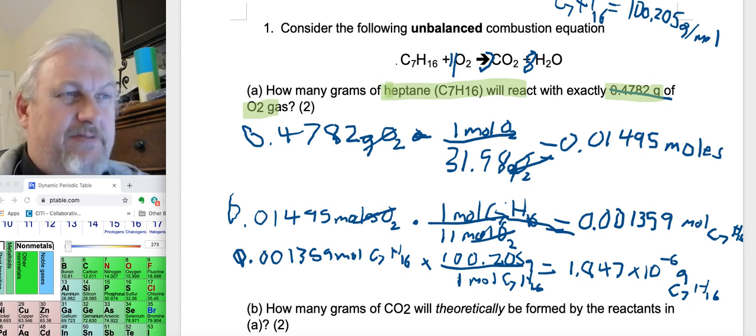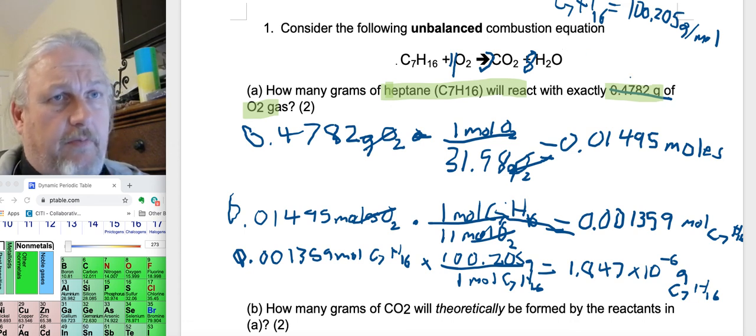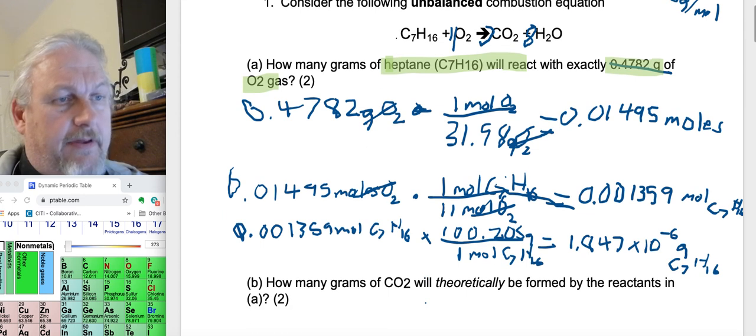Part B is very similar to A, but now we're going to use 0.4782 grams of O2 gas. Then we're going to use the magic molar ratio using CO2, and I'll film that later on.